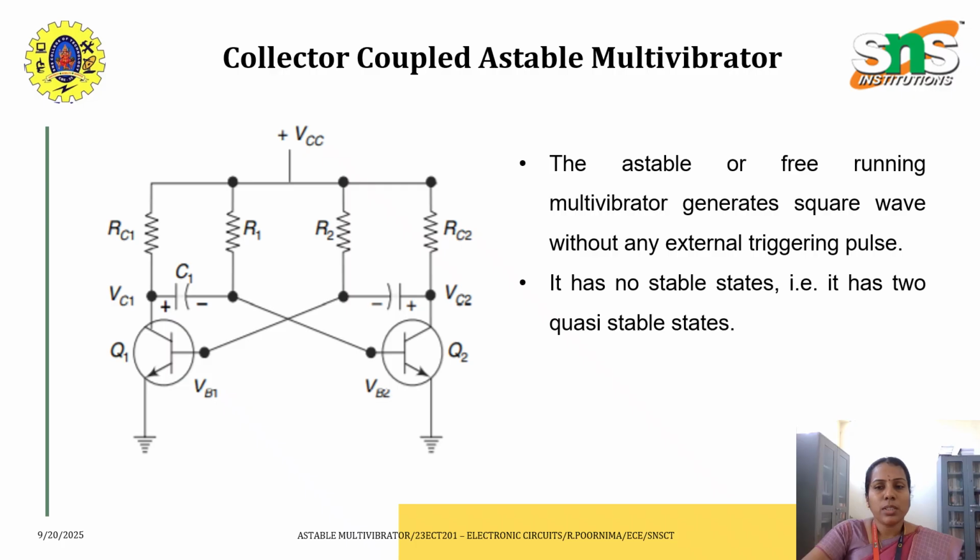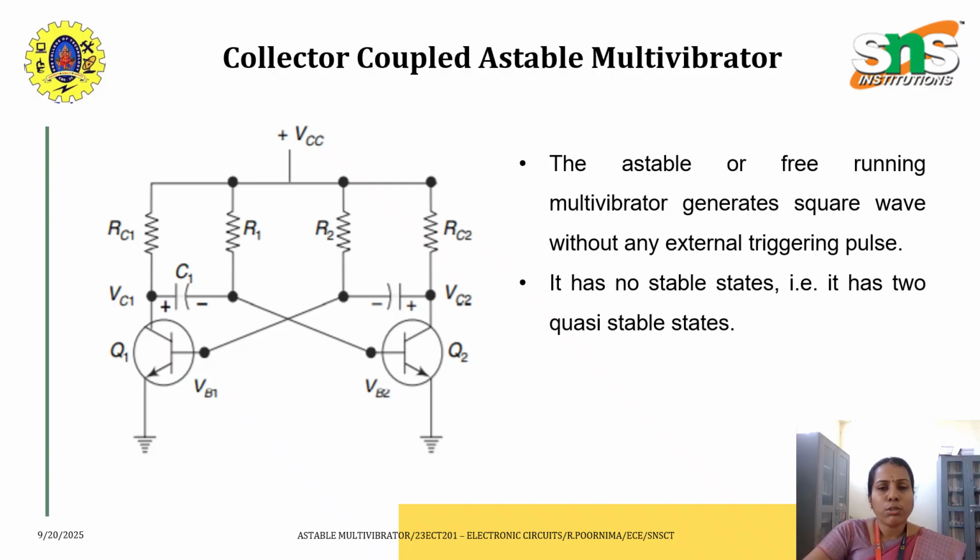The astable multivibrator is also known as a free running oscillator or multivibrator. It generates square waves. We are not giving any external triggering pulse in this circuit. It consists of two transistors Q1 and Q2 and RC circuits R1C1 and R2C2.